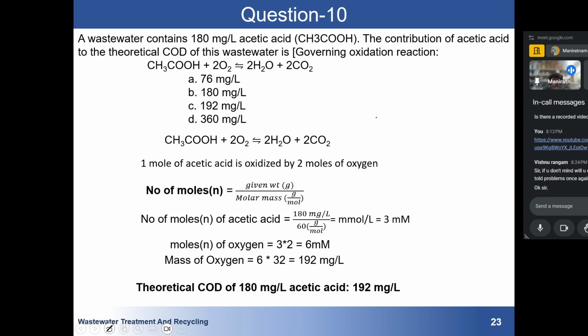This will be millimole per liter, and we know that mole per liter is also known as molarity. So that's why we have written 3 millimole.